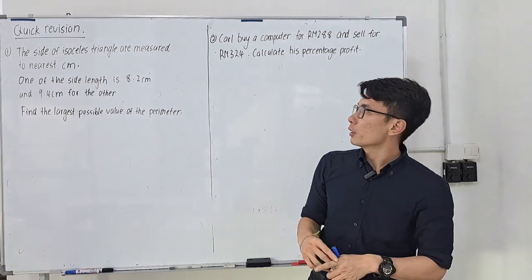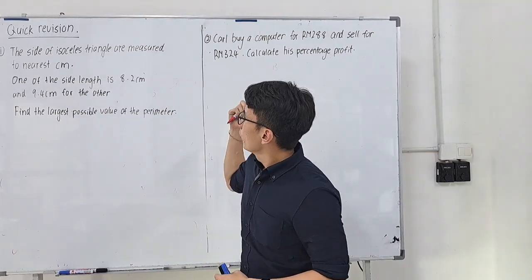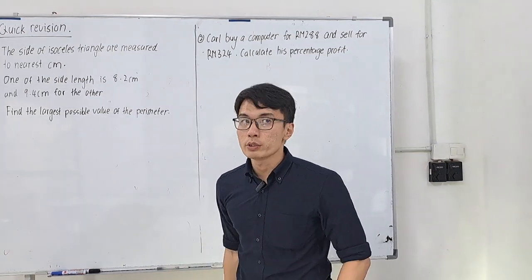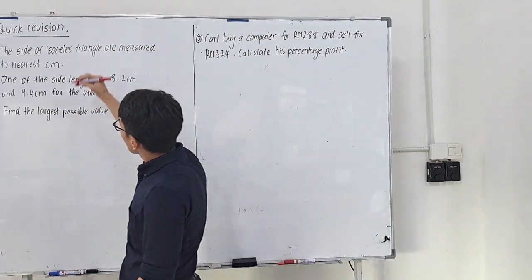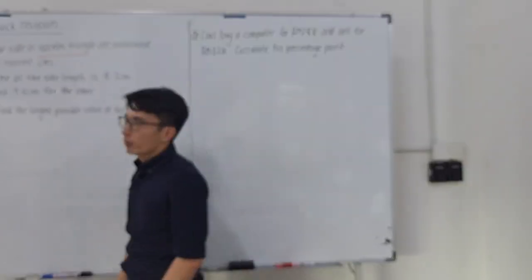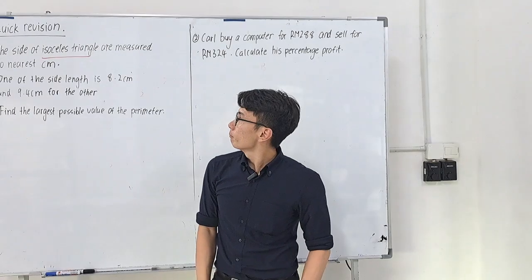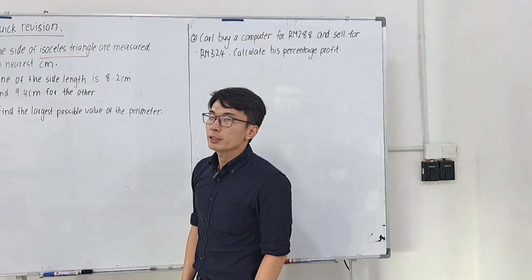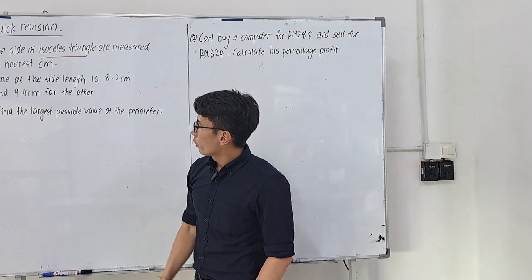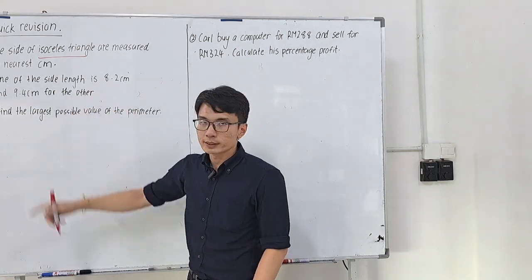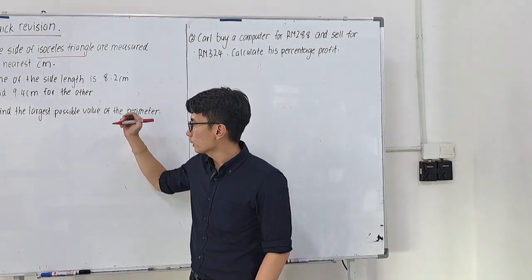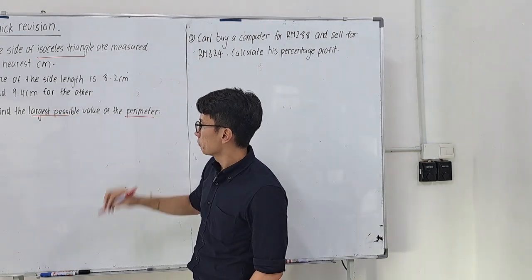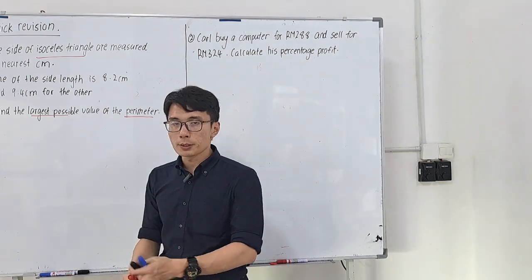Okay, let's take a look at these two questions over here. Now this one is on upper and lower bound, and let's see what we are dealing with. We are talking about an isosceles triangle, and the sides are measured to the nearest centimeter. We have information for the side lengths, and they are asking us to find the largest possible perimeter. All right, let's see what we can do.